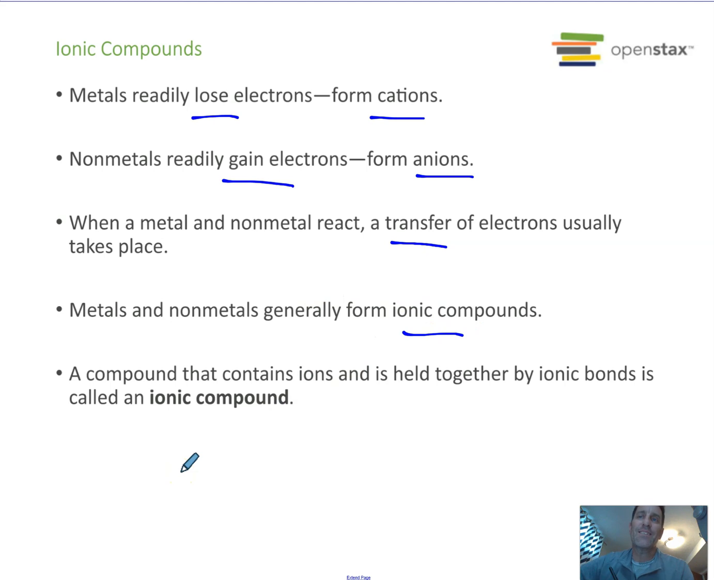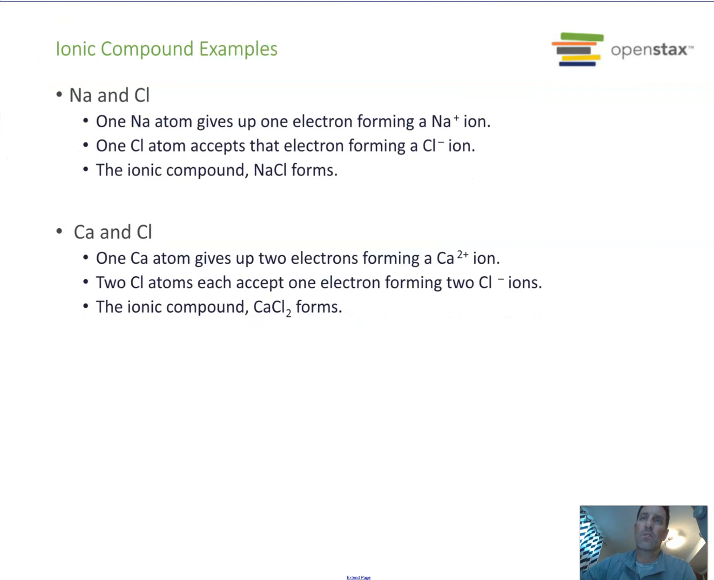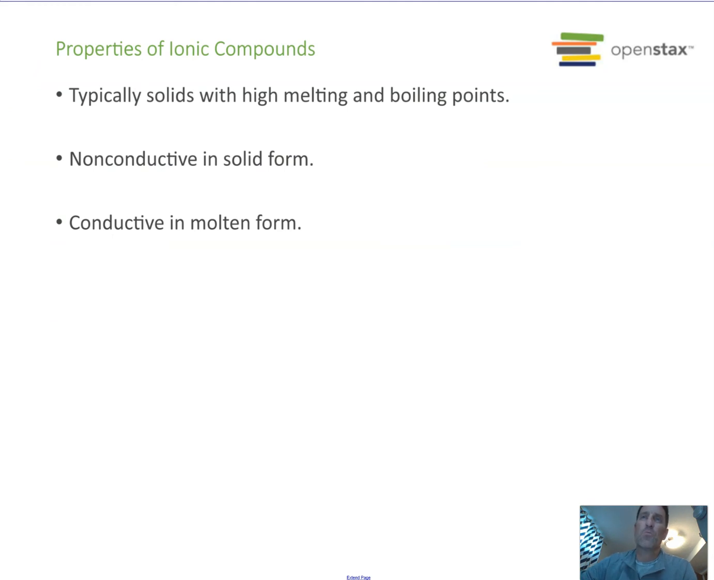A compound that contains ions and is held together by ionic bonds is called an ionic compound. This is just a lot of repetition, a summary of basically everything we've said. There's a couple examples. Properties of ionic compounds: they're typically solids with high melting points, like table salt. They don't conduct as solids, but when they are molten or placed into solution, they will conduct.